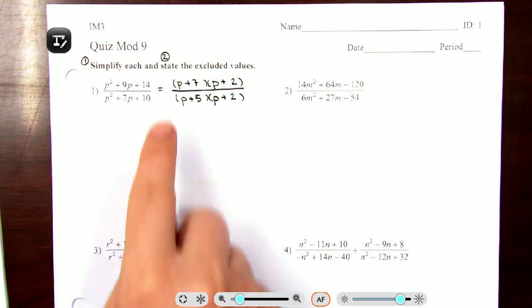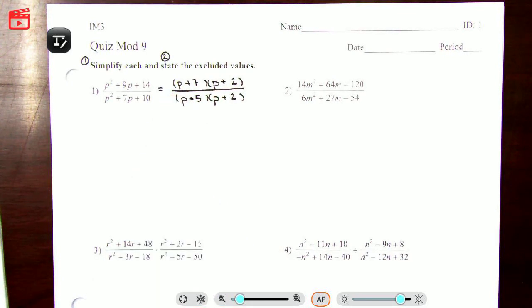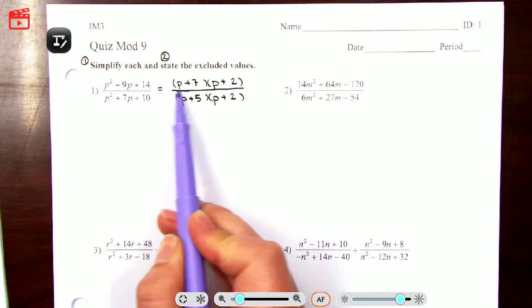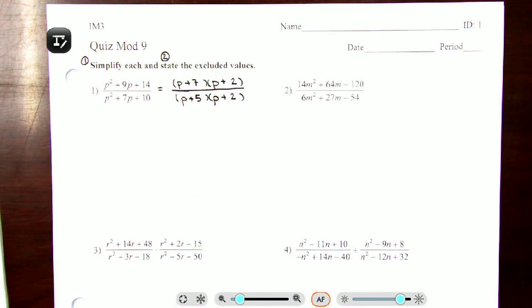This says p plus 7 times p plus 2. So you have two bubbles that are being multiplied together. Same thing in the denominator, p plus 5 times p plus 2. Again, two bubbles being multiplied together. Because we have multiplication and we have division, this big old bar here is division, this is divided by. The multiplication and division are opposite operations, so they kind of undo each other.